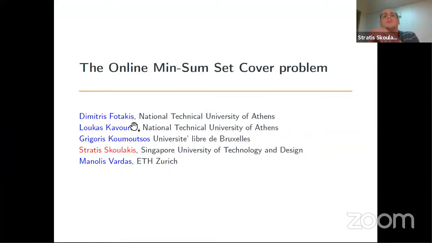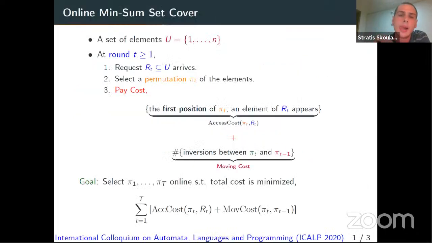Great. Thank you. This is joint work with Dimitris Fotakis, Lukas Kavouras from National Technical University of Athens, Grigoris Koumoutos from Université Libre de Bruxelles, me from the Singapore University of Technology and Design, and Manolis Vardas from ETH Zurich. So, let me introduce you to the problem.